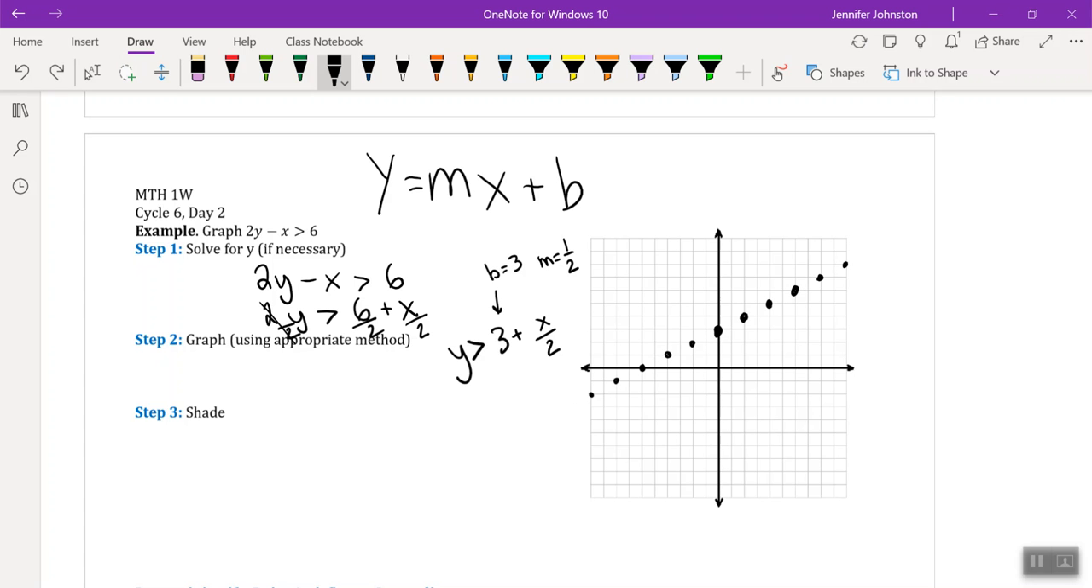But before we put that line, is it a dotted line or is it a filled in line? What do you think it is? If it's something like this, so we have no equals, there's no equal sign here. This is actually going to be a dotted line. All right, so we have to do a nice dotted line.